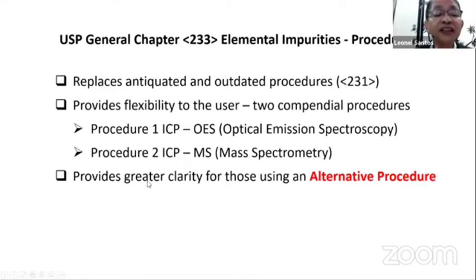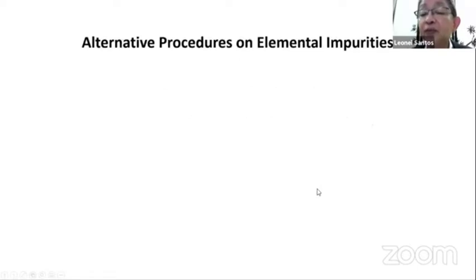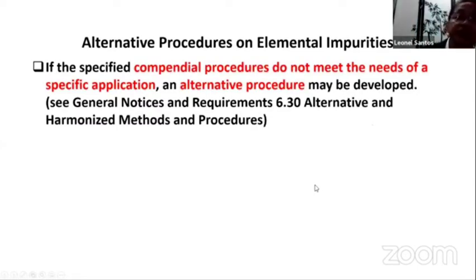This provides these two methods that are instrumental, and provides greater clarity, especially for those who are trying to develop an alternative procedure. So actually the 233 General Chapter actually has an actual procedure for elemental impurities, either for ICP OES or ICP mass spec.